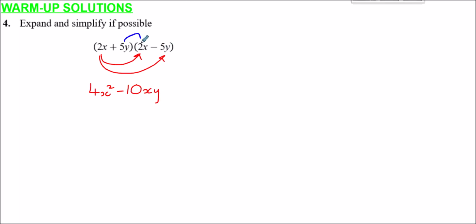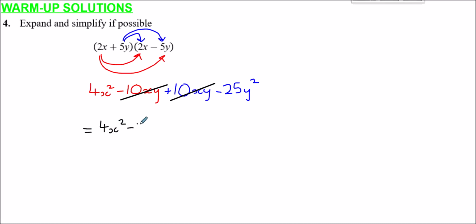Then if we have a look at expanding with a 5y, 5 times 2 is positive 10. y times x, x times y, same thing as just xy. And then 5y multiplied by minus 5y, 5 multiplied by minus 5 is minus 25. y times y is y squared. So we have here minus 10xy first and plus 10xy over here. They're going to cancel each other out. The only thing we're going to be left with is just 4x squared minus 25y squared.